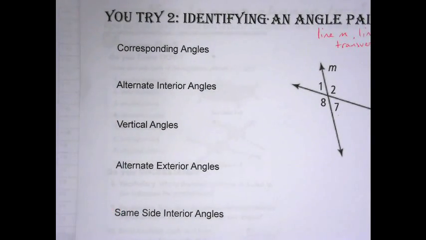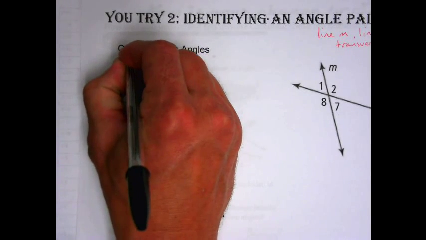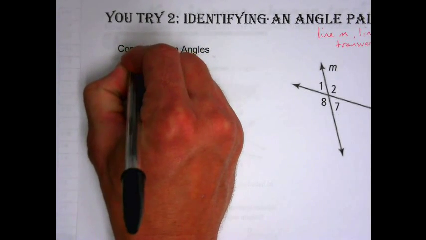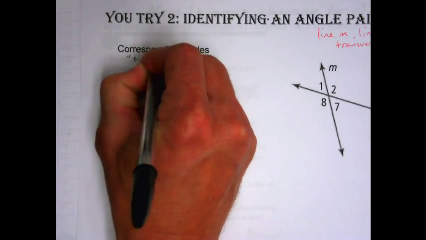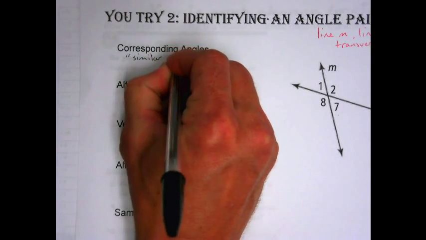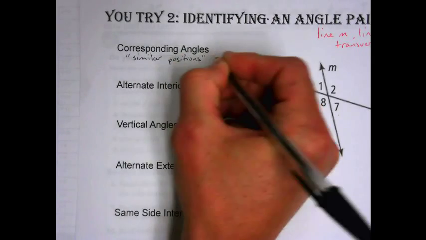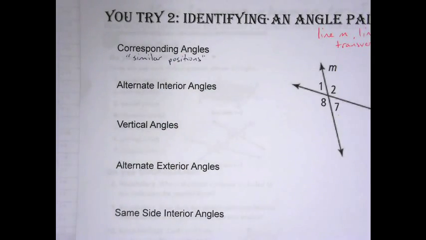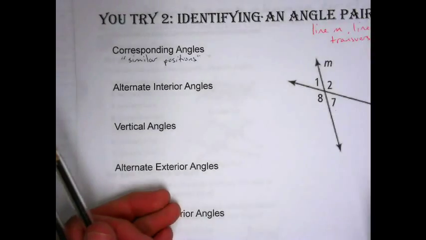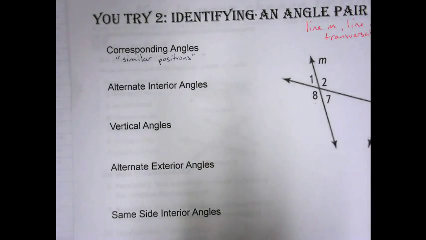Now, you can define this whichever way you choose. Personally, I like to say that they're in similar positions. This is just my own definition. Now, what does that mean, that they're in similar positions? So if I have my line M and my line N, and it's cut by the transversal R, I have two angles that are in similar positions.